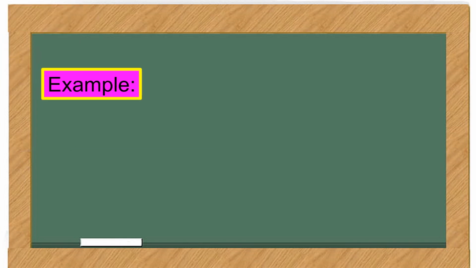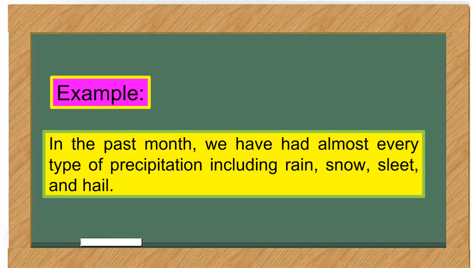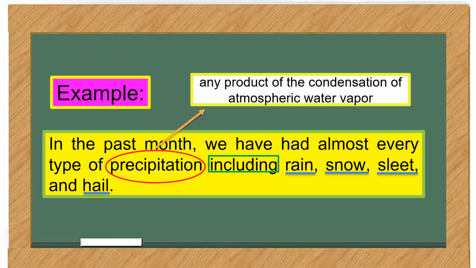Let us have this example. In the past month, we have had almost every type of precipitation including rain, snow, sleet, and hail. The difficult word is precipitation. Including is the signal word for example clue. The examples given are rain, snow, sleet, and hail. Based on the examples, we can say that precipitation is any product of the condensation of atmospheric water vapor.